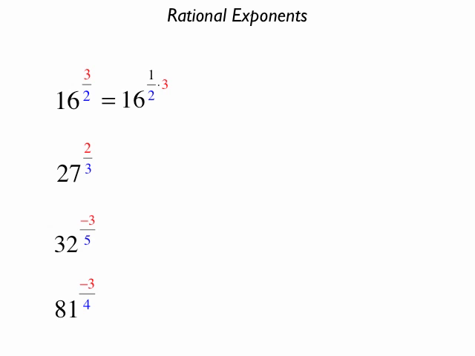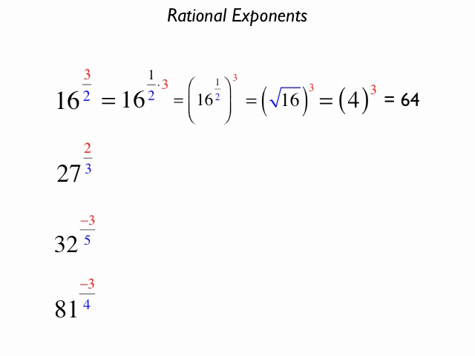Then we're going to use a property of exponents. We're going to rewrite this as 16 to the 1/2 raised to the 3rd. Because if you remember, the 1/2 raised to the 3rd power, you're multiplying your exponents there. Then we rewrite in radical notation. So that would be the square root of 16 raised to the 3rd power. And then we know who the square root of 16 is. The square root of 16 is 4. Then we raise 4 to the 3rd to get 64.